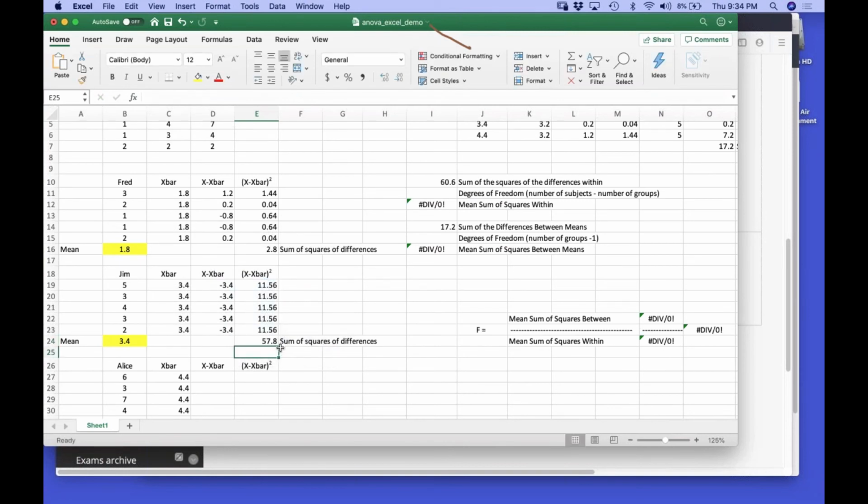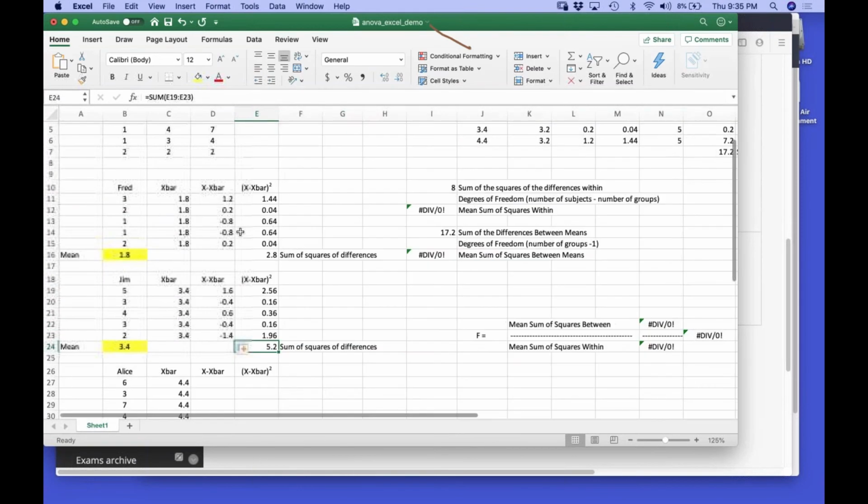So automatically I can see right here the differences between the values and the differences, is this right? No, something's wrong here. Equals 5 minus 3.4. Yeah, there we go. Okay, that's better. So the sum of the squares of the differences is bigger for this group, Jim, than it was for Fred, for the other group, right? So there's more variability in this group than there was in this group.